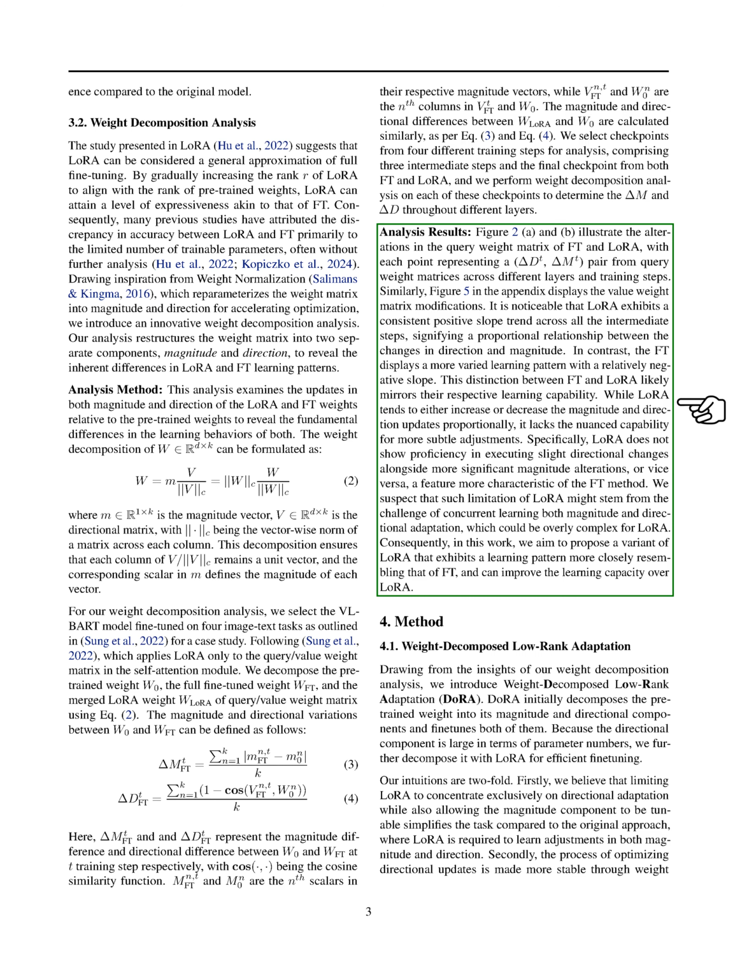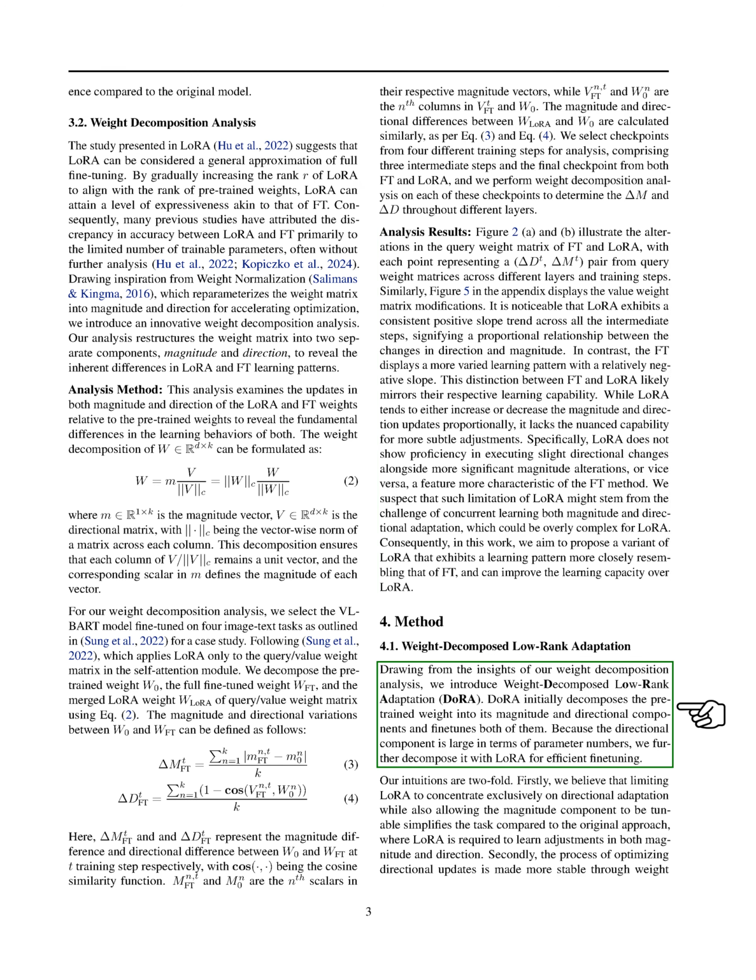On the other hand, FT shows a more varied learning pattern with a relatively negative slope. This suggests that while LoRA can adjust the magnitude and direction of weights proportionally, it struggles with making subtle adjustments. Specifically, LoRA is not as adept at making small directional changes alongside significant magnitude changes, or vice versa, a capability that FT possesses. We believe this limitation of LoRA may be due to the complexity of learning both magnitude and directional adjustments simultaneously. To address this, we propose a variant of LoRA, called Weight-Decomposed Low-Rank Adaptation, DoRA.